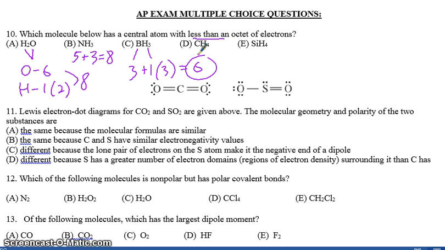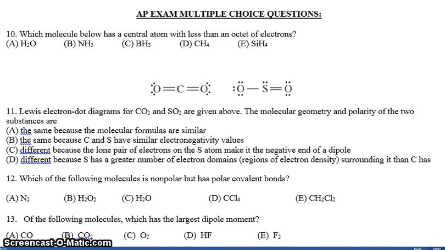So it's impossible to arrange 8 electrons around the boron if the total number is just 6. If you similarly analyze CH4, you'll see it has 8, and silicon tetrahydride also has 8. So your answer would be C in this case.